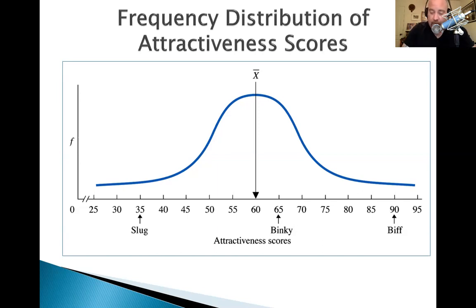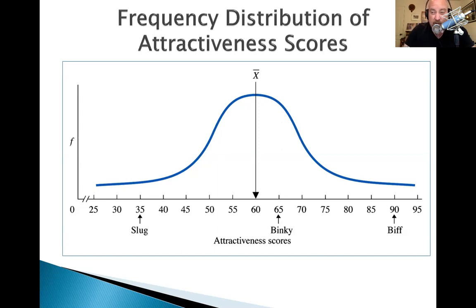All right. So the good thing about, well, no, I'll tell you that in a sec. I'll show you how to calculate these scores, and I'll tell you my second Z-score story. All right, so calculating the scores is simple stuff, right? We're going to take that 35 from Slug, the 65 from Binky, and the 90 from Biff, and we're going to turn those raw scores, 35, 65, and 90 are the raw scores, into Z-scores.